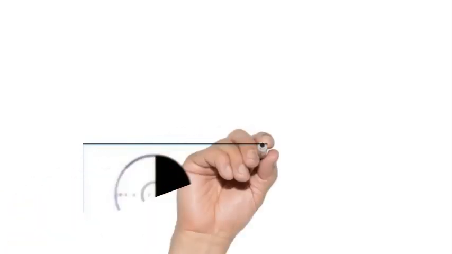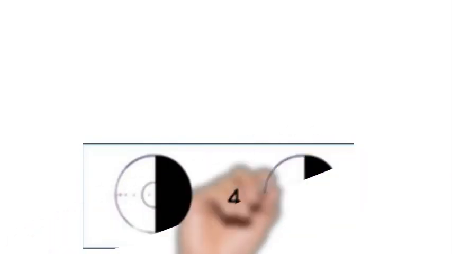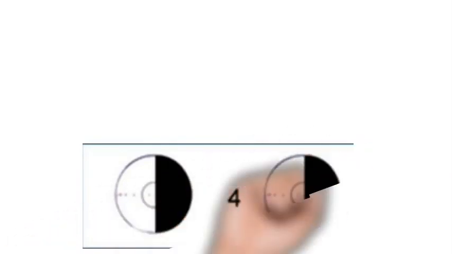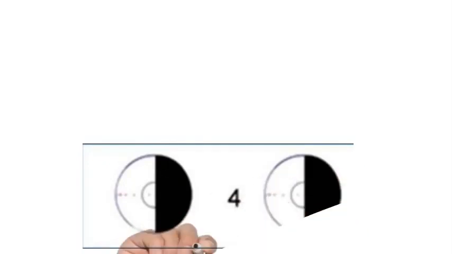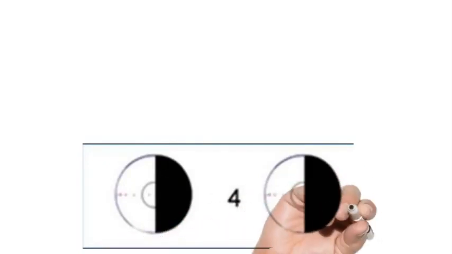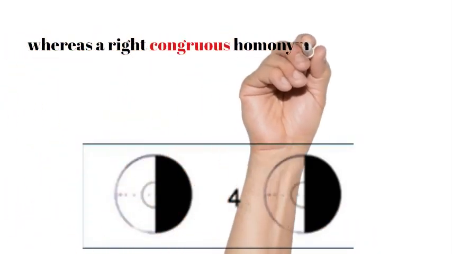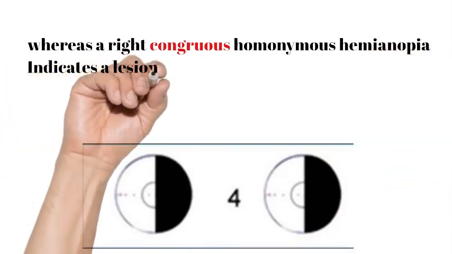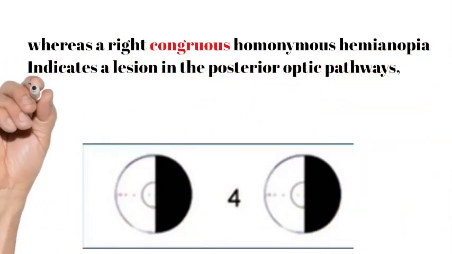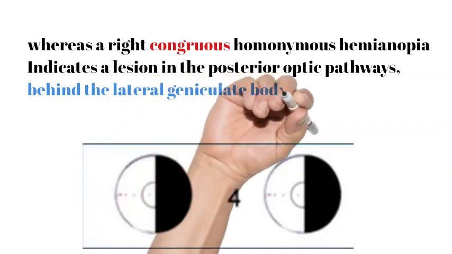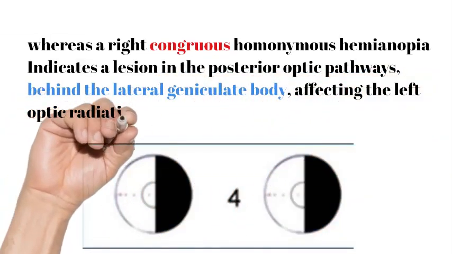a right congruous homonymous hemianopia indicates a lesion in the posterior optic pathways behind the lateral geniculate body, affecting the left optic radiation. Having made the diagnosis of a right congruous homonymous hemianopia, look for the following: left craniotomy scars, previous trauma or surgery, right hemiparesis, dysphagia, left dominant hemisphere involvement.